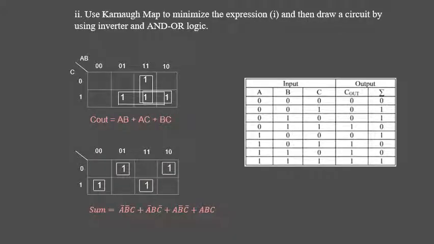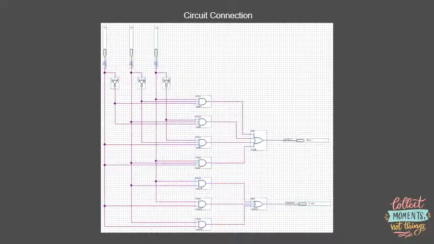Based on expression 1 Roman, I need to create a K-map for output sum and carry out. K-map is used to make a simplified expression. After the simplified expression is done, I have to create a logic circuit based on the expression that has been simplified using K-map. This is the circuit connection for 2 Roman.